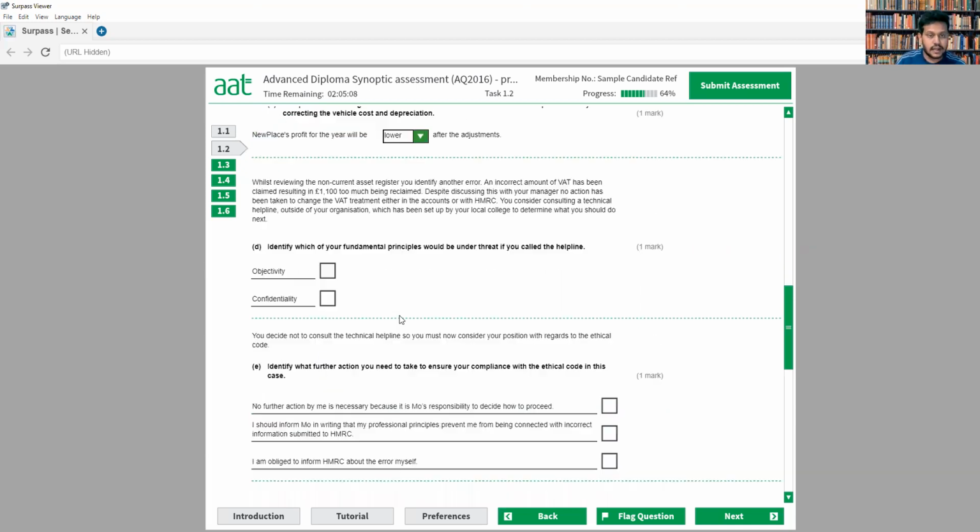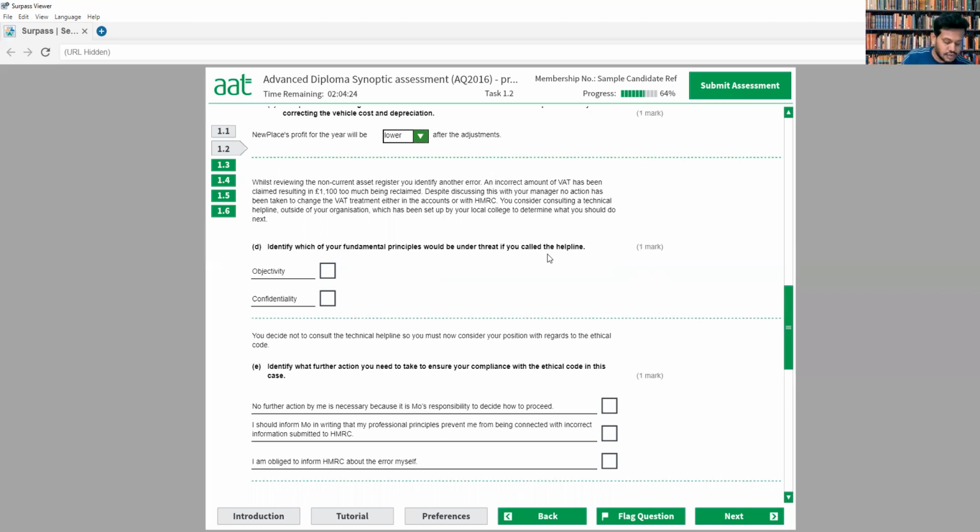All right, then the next one we have here. While reviewing the non-current asset register, you identify another error. An incorrect amount of VAT has been claimed, resulting in 1,100 too much being reclaimed. Despite discussing this with your manager, no action has been taken to change the VAT treatment either in the accounts or with HMRC. You consider consulting a technical helpline outside of your organization, which has been set up by your local colleague, to determine what you should do next. Now, identify which of your fundamental principles would be under threat if you call the helpline.